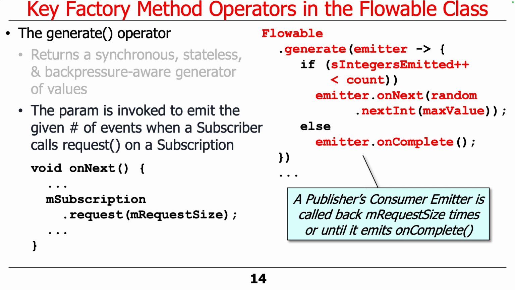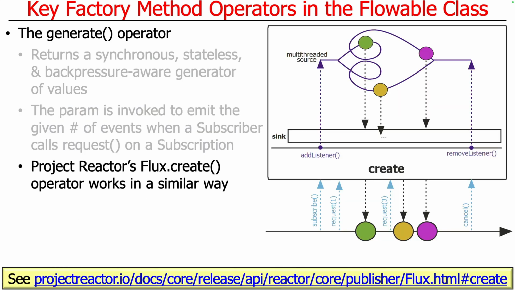And then the publisher's consumer emitter is called back that many times to do its thing. And what we're doing here is basically keeping track of how many times it's been called so that we can do onComplete when we're done. If we're not done, we emit a value. Otherwise, we do onComplete.